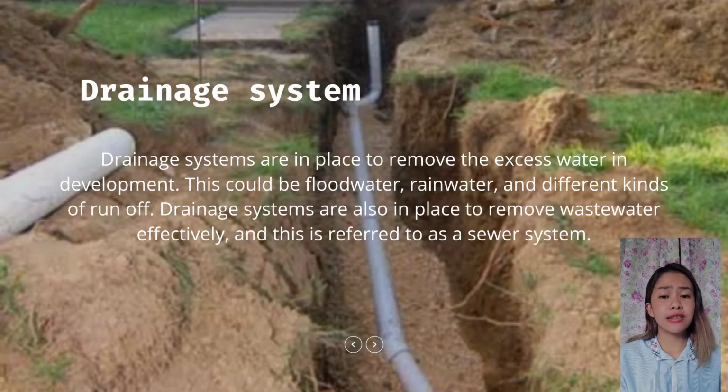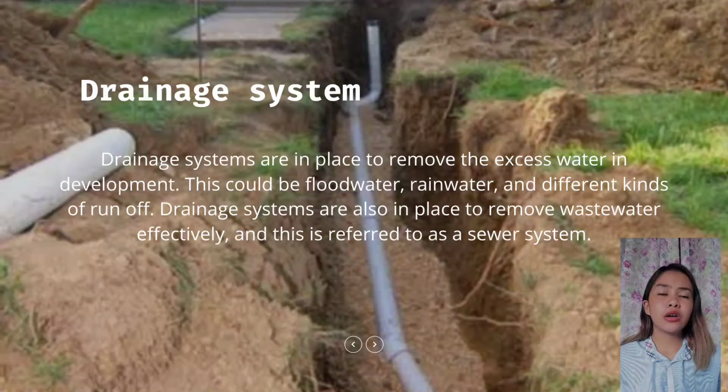So what is a drainage system? Drainage systems are in place to remove the excess water in development. This could be flood water, rainwater, and any kind of runoff. Drainage systems are also in place to remove wastewater effectively.